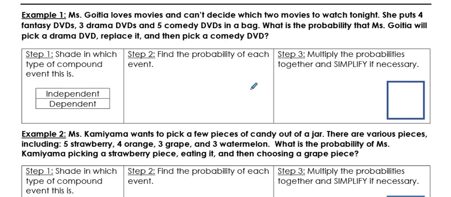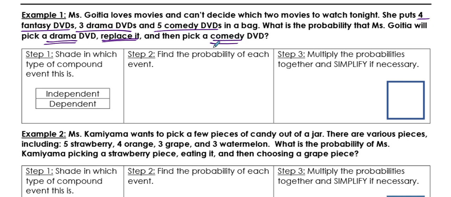So Miss Cotillo loves movies and can't decide which 2 movies to watch tonight. She puts 4 fantasy DVDs, 3 drama DVDs, and 5 comedy DVDs in a bag. What's the probability that Miss Cotillo picks out a drama, she replaces it, and then picks out a comedy?